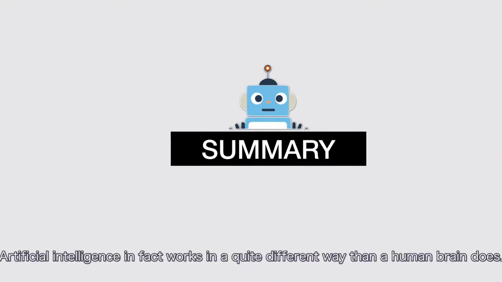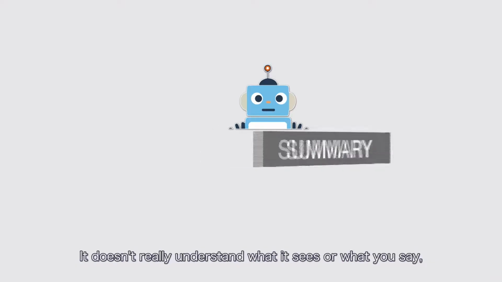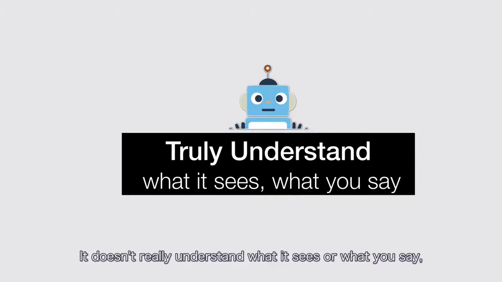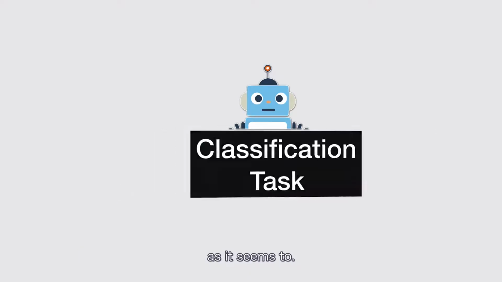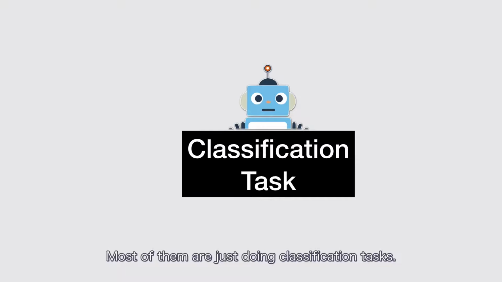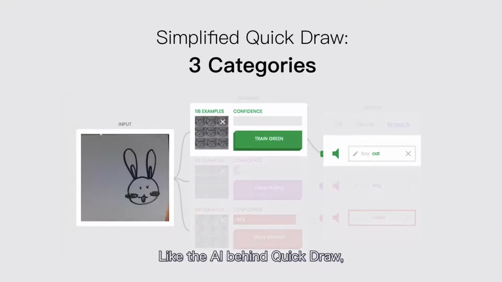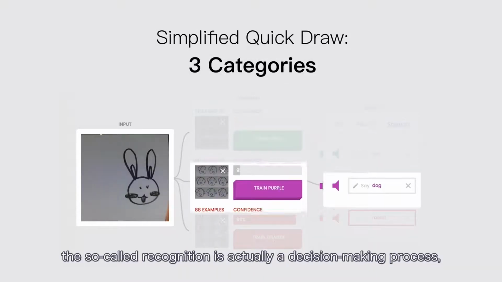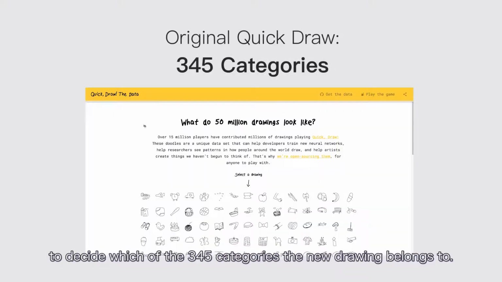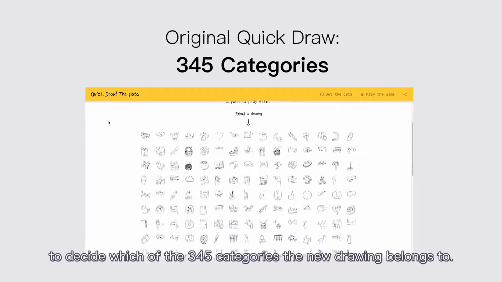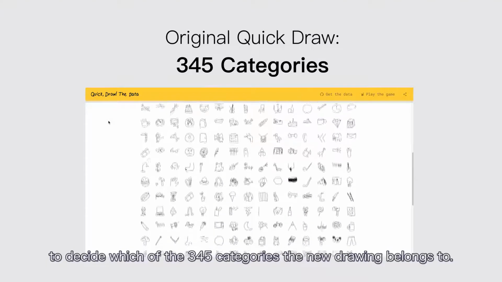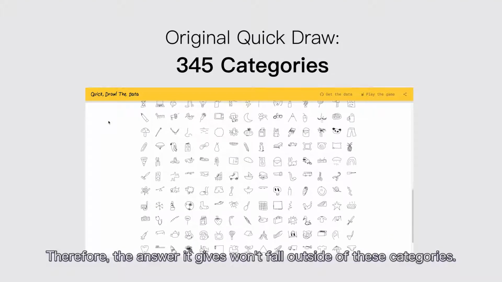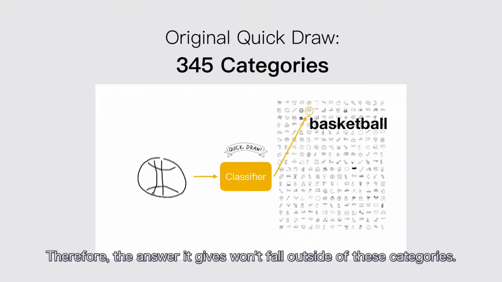Summary. Artificial intelligence in fact works in a quite different way than a human brain does. It doesn't really understand what it sees or what you say as it seems to. Most of them are just doing classification tasks. Like the AI behind Quick Draw, the so-called recognition is actually a decision-making process to decide which of the 345 categories the new drawing belongs to. Therefore, the answer it gives won't fall outside of these categories.